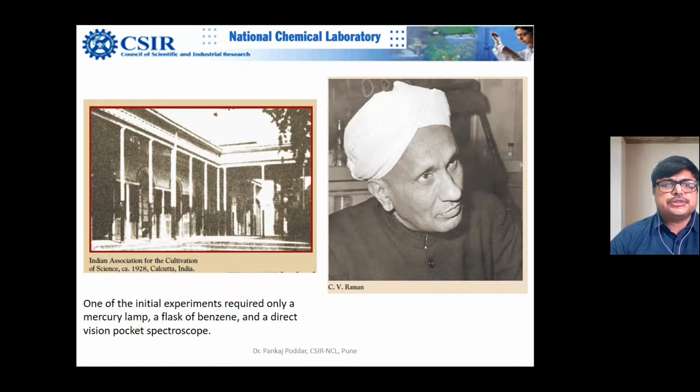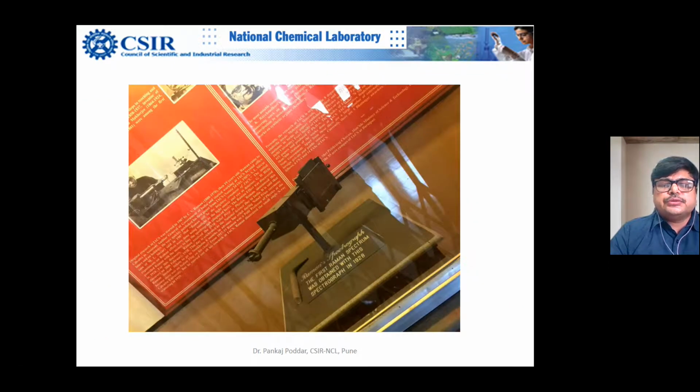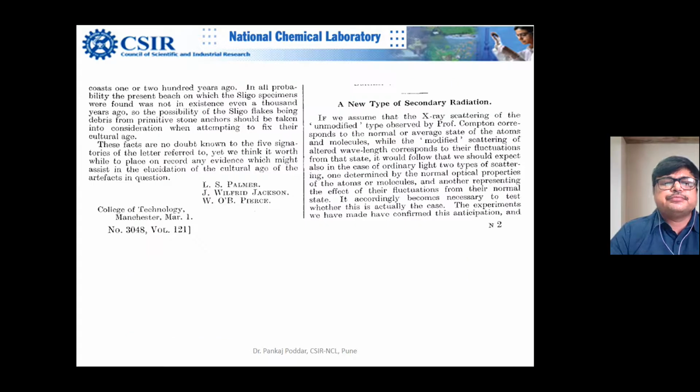And then finally, the original experiment was done at the Indian Institute of Cultivation of Science, and it was privately funded. In this experiment, Professor Raman used a mercury lamp, benzene and a direct vision pocket spectroscope. I think in the first experiment he used sunlight, as far as I'm not wrong. And this is the photograph which I took at IACS Kolkata. If you notice, in the main building, they have kept the original spectrophotometer built by Raman in a glass cabinet.